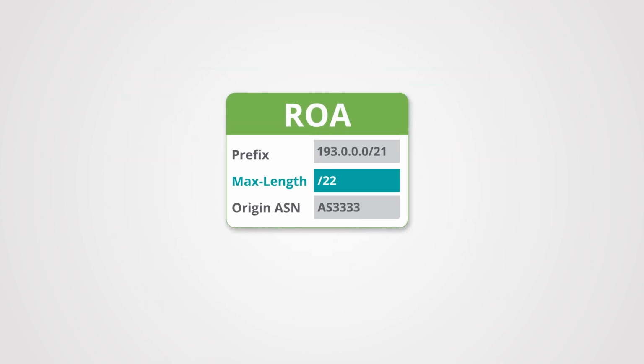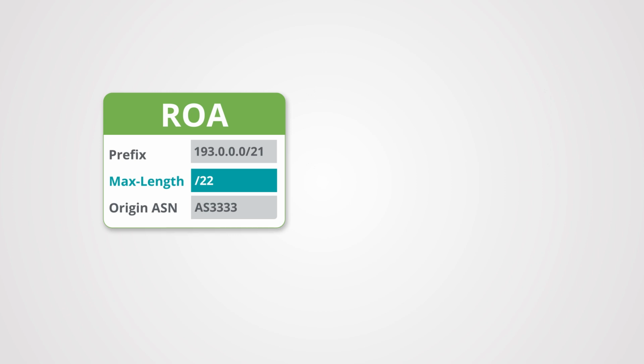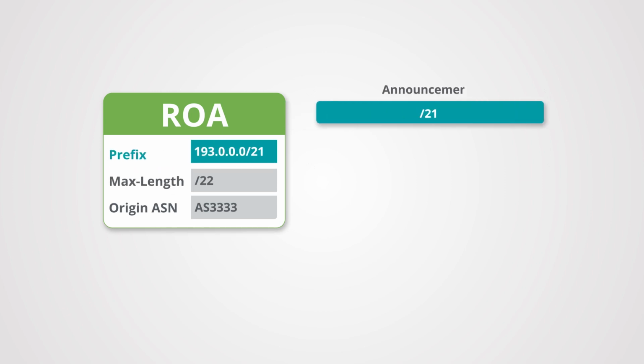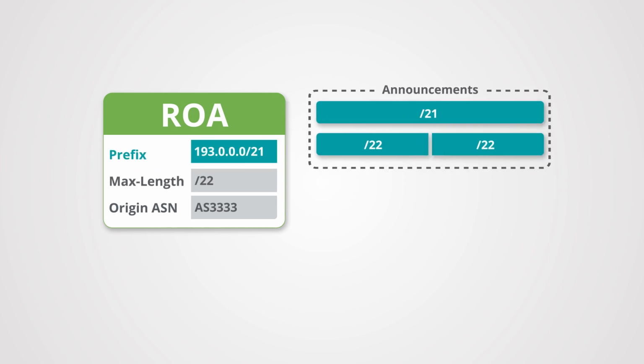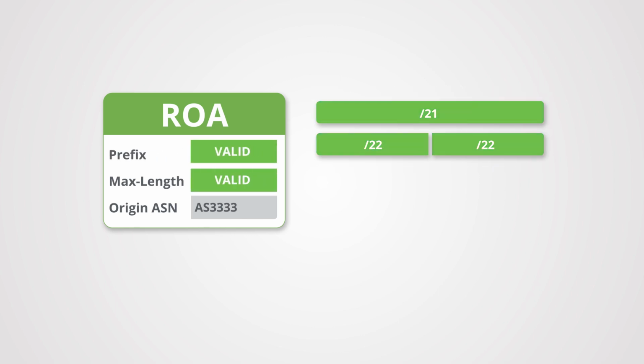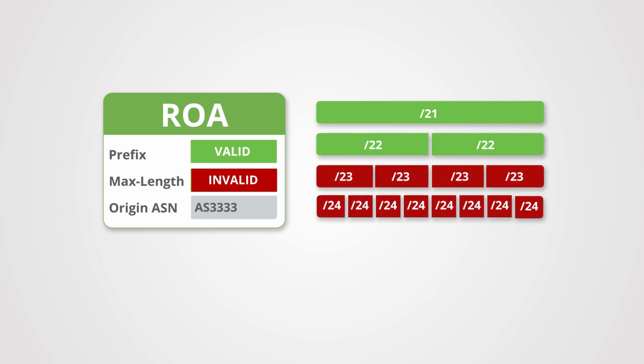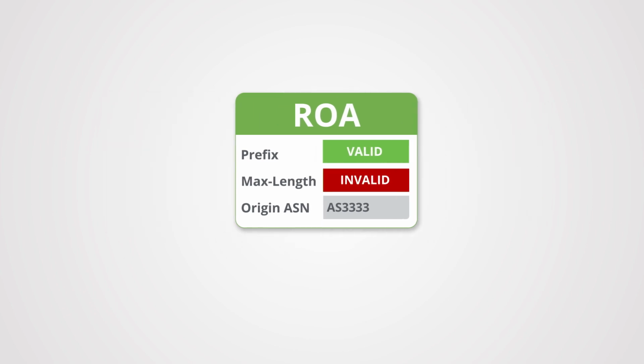The max length field specifies the length of the most specific IP prefix that an autonomous system in the ROA is authorized to advertise. Only the entire aggregate specified in the ROA may be originated by the authorized AS. Any more specific announcement may be considered invalid.